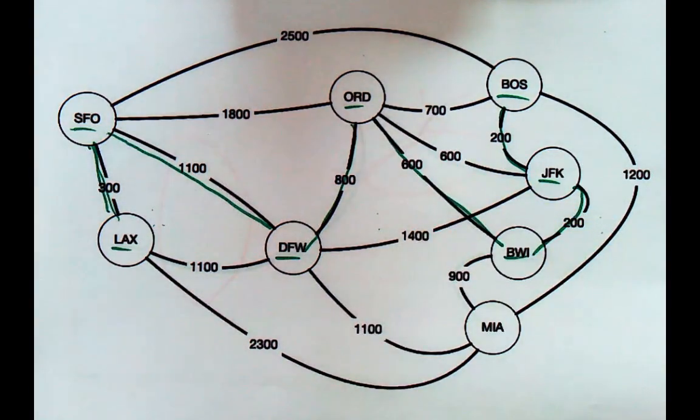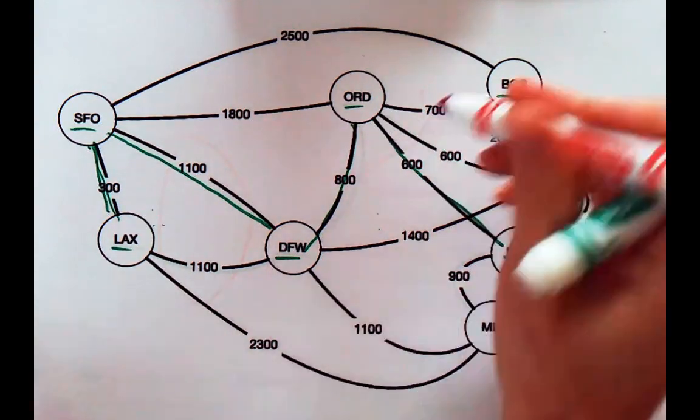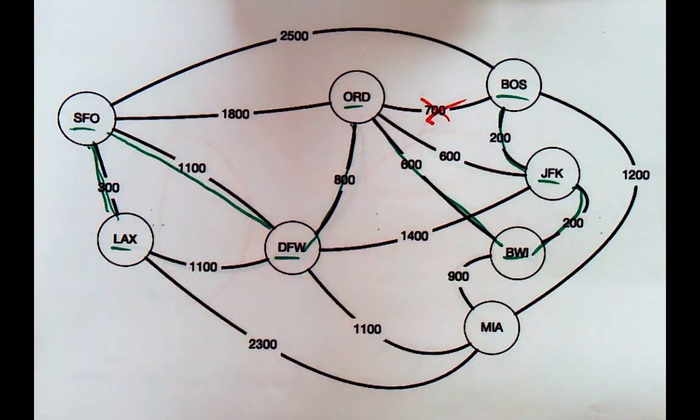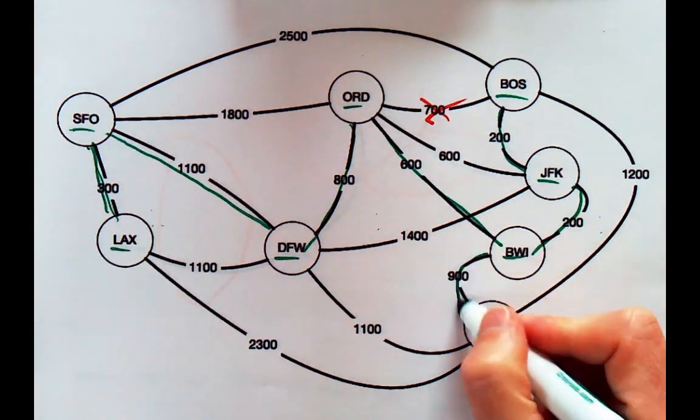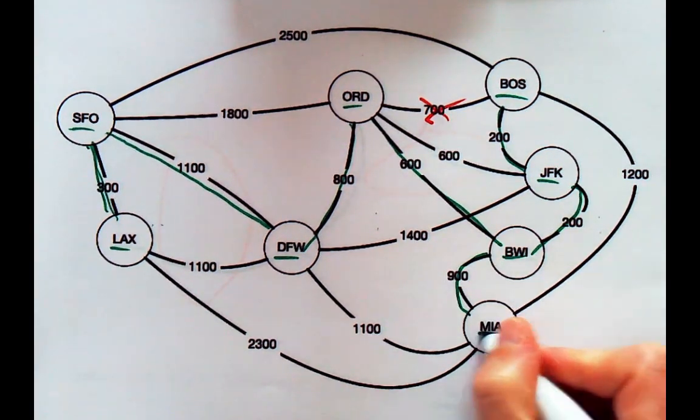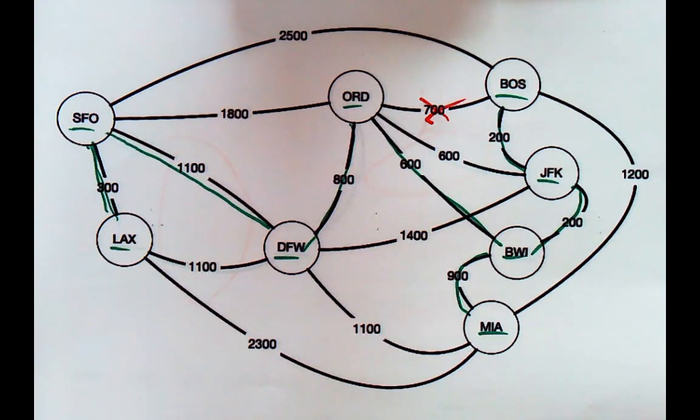I've got this minimum value of 700, which again connects to something that we're already connected to, so we'll ignore it. And now my next minimum is the 900. I've gotten through all of my vertices, so I'm done. Okay, so we've got a slightly different graph.